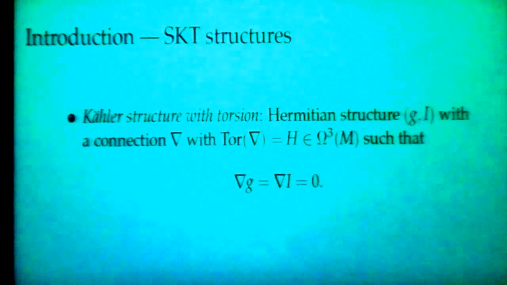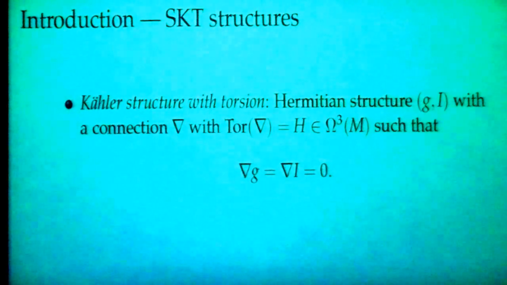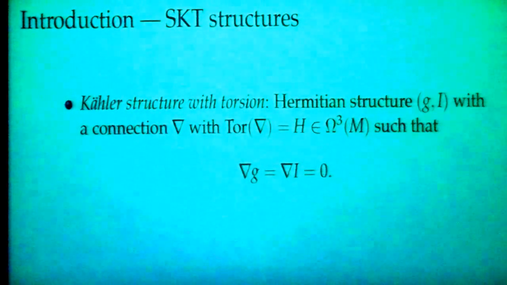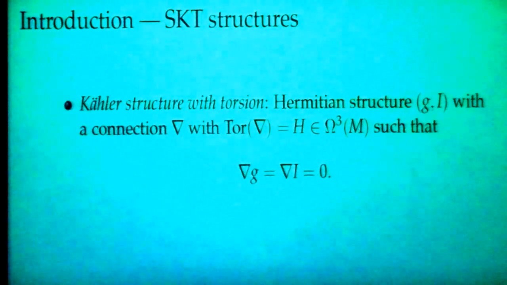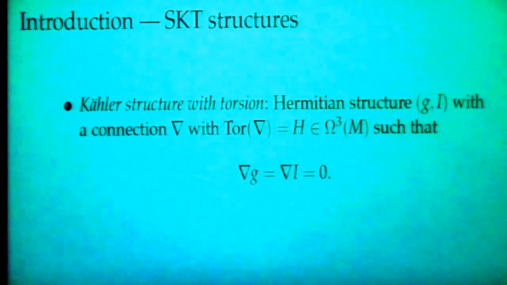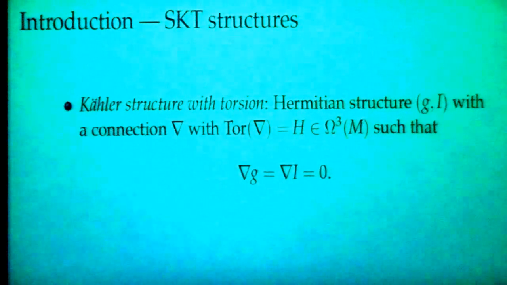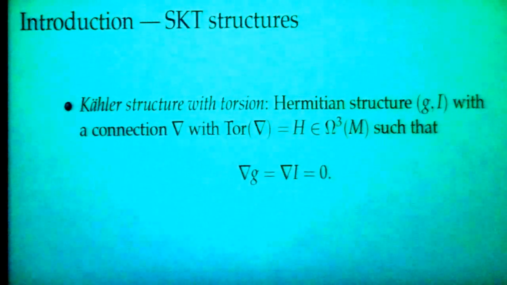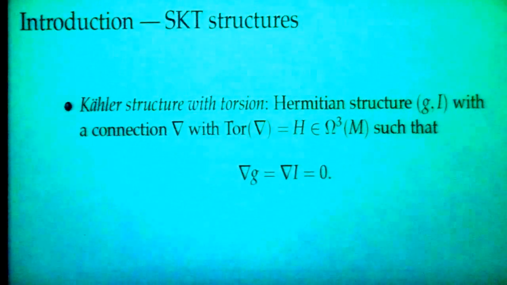It's just a Hermitian structure, so it's a metric and a complex structure together with a connection, and we require this connection to have a fully skew-symmetric torsion, and we require that it preserves the Hermitian structure, preserves the metric and the complex structure. This places no restriction on the Hermitian structure. Every Hermitian structure can be endowed with such a connection, and it's unique. It's known nowadays by the name of Bismut Connection because of the work of Bismut with this type of structure.